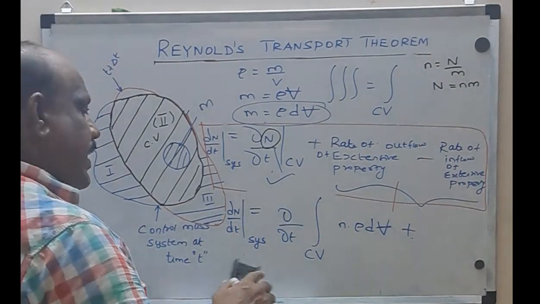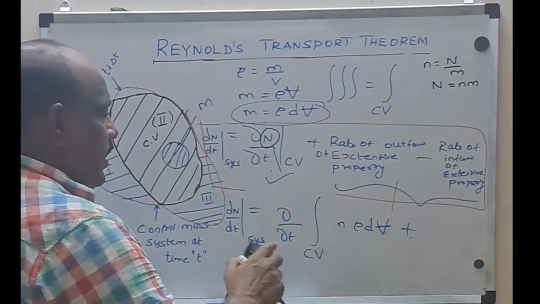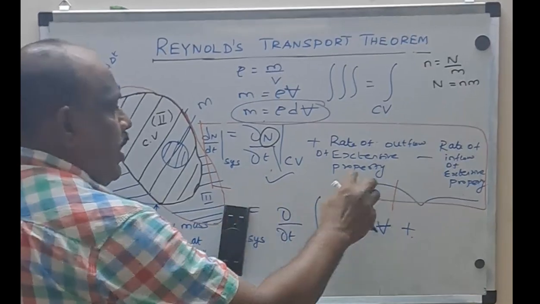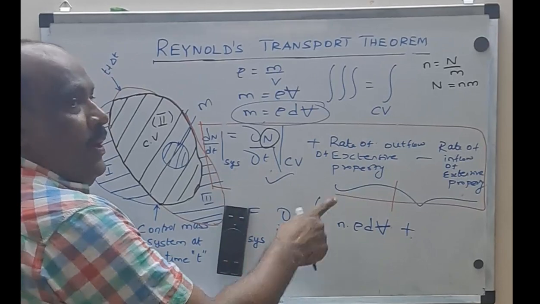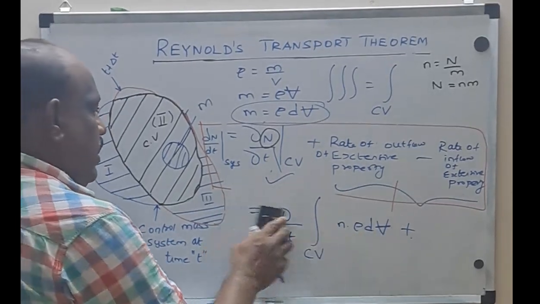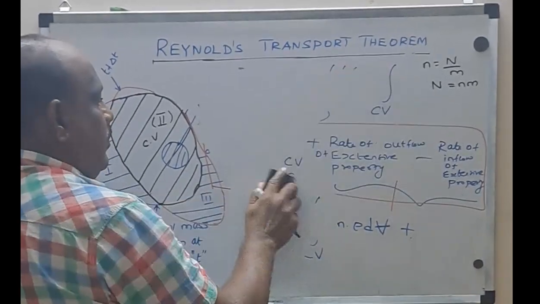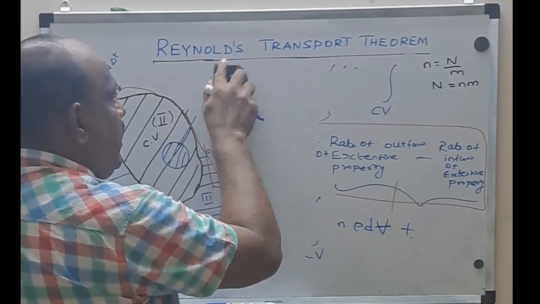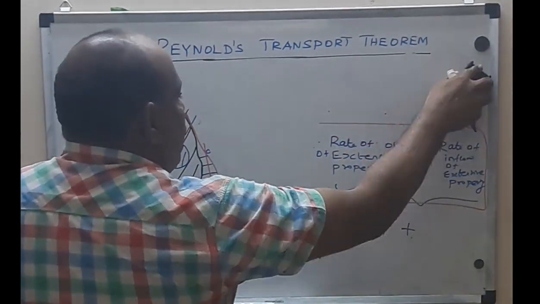Because of the space constraint, I'll erase it and bring it back. So we are going to work on only this term, because already this term is derived as dou by dou t of the single integral over the control volume of n into rho dV. So we are left with only the last term, which is nothing but rate of outflow minus rate of inflow.